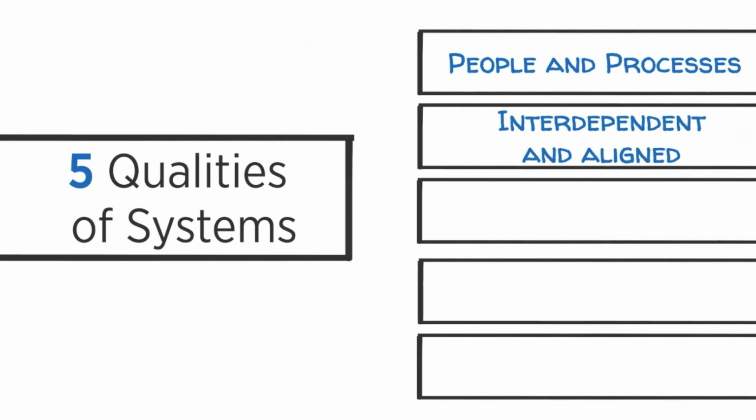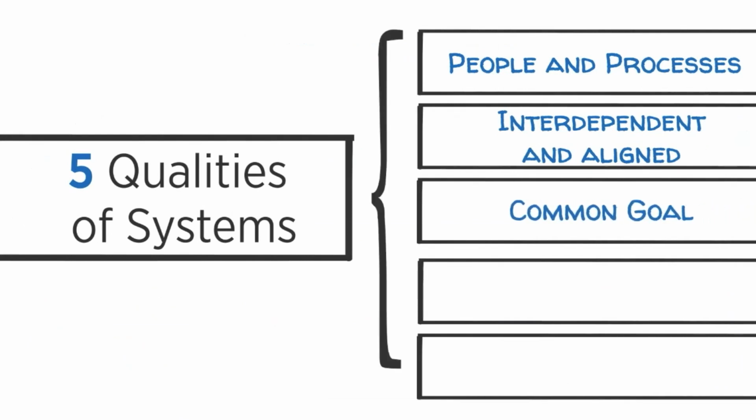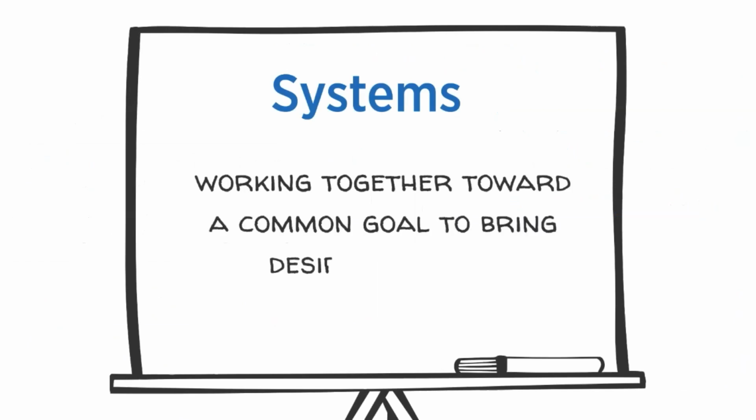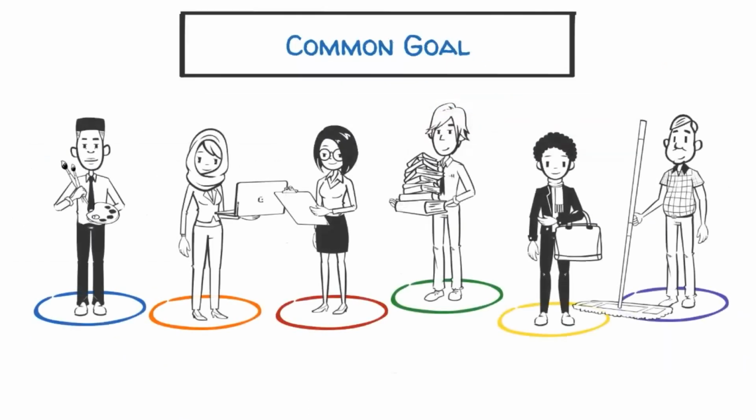For the third quality of systems that make them work, we can simply look to the other part of the definition for systems, working together toward a common goal to bring desired results. This implies that there is an actual agreement on the goal and what it would look like, either in terms of some measure or a behavior we could easily observe.